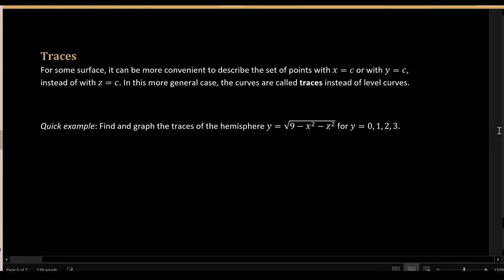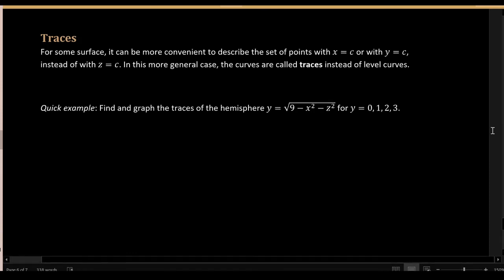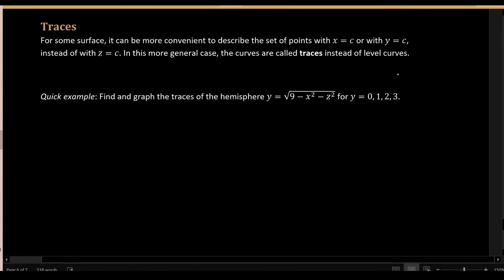Now, a final bit of terminology whose usefulness, I would say, is limited. I don't see this used quite as often as level curves. From time to time, instead of looking at all the points with the specified height, or z value, it can be useful to look at the set of points with a specified x value or a specified y value. In this case, the curves that you get are called traces rather than level curves. Level curve is a term specific to when z is a given value. Traces include that you might have a specified x or a specified y.